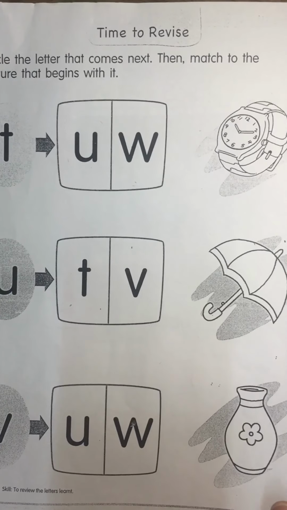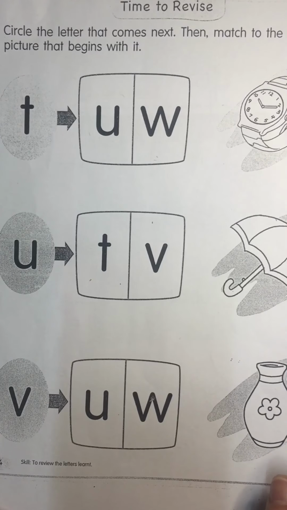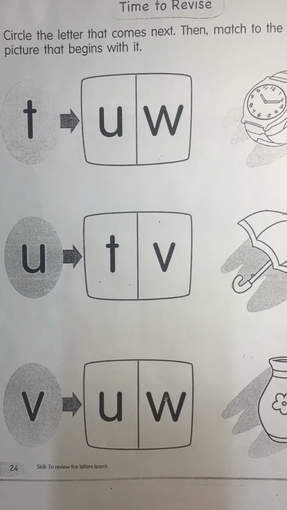We sing the ABC song first before we do the exercise. A, B, C, D, E, F, G, H, I, J, K, L, M, N, O, P, Q, R, S, T, U, V, W, X, Y, and Z.